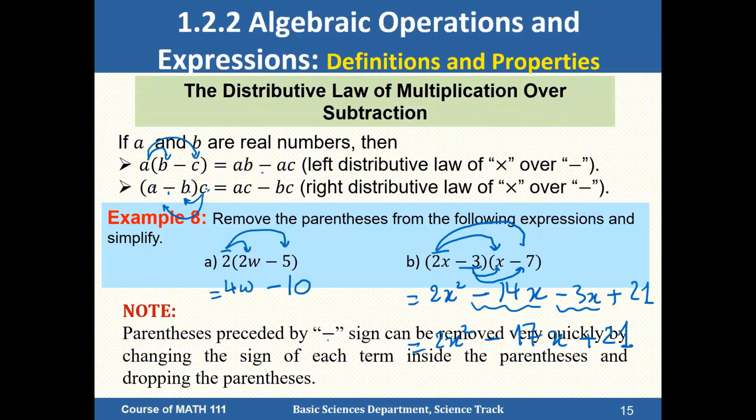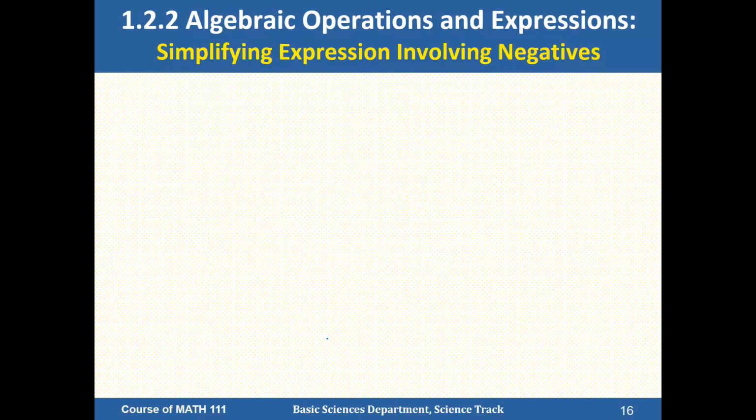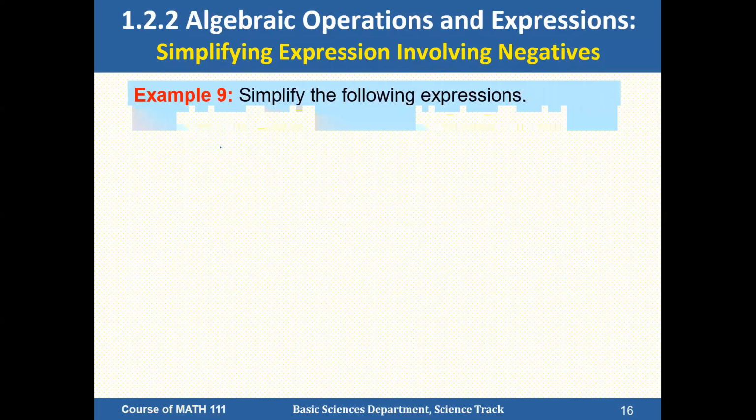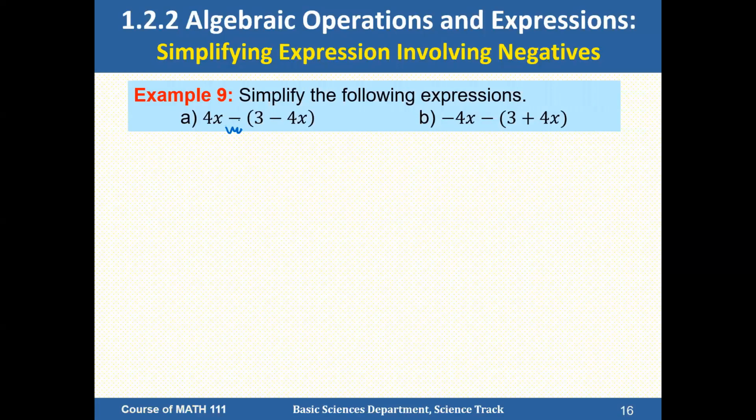Remember that when a parenthesis is preceded by a minus sign, we remove the parenthesis by changing all the signs inside the parenthesis. For example, here we have a minus sign before the parenthesis, so we don't distribute, because it's not multiplication, it's subtraction. We have minus, we don't have multiplication. So 4x hasn't had its turn yet; we start removing the parentheses. We have minus in front of the parentheses, so we change all the signs inside. The 3 was positive, it becomes negative, and the minus that was negative becomes plus. Then we can simplify: 4x and 4x gives 8x minus 3.